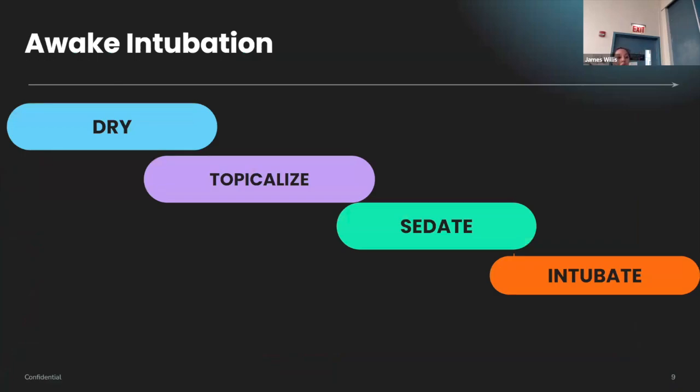So with these awake intubations, regardless of whether you're doing an orotracheal intubation or a nasotracheal intubation, the general steps are essentially the same. You're going to dry, topicalize, sedate, and then intubate. So what does this actually look like?